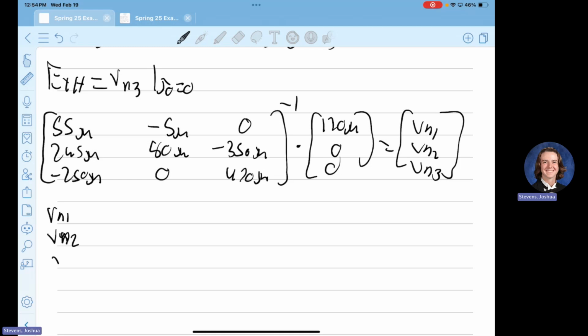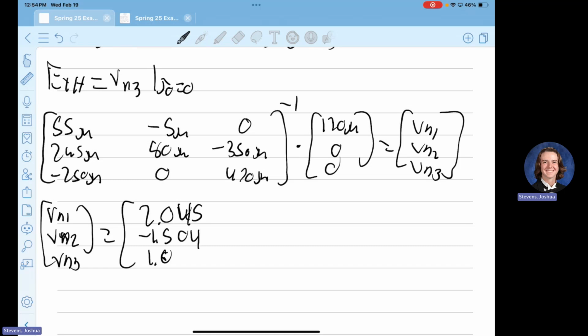VN1, VN2, VN3 equals 2.045, negative 1.504, and 1.088 volts. So what does our E Thevenin equal if we set it equal to VN3? Exactly.